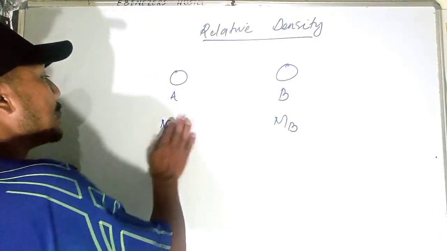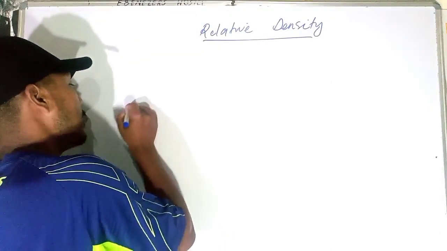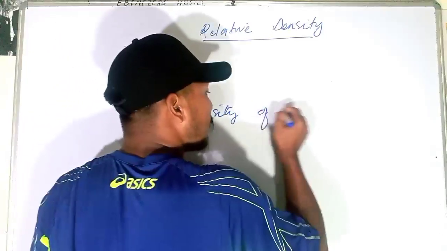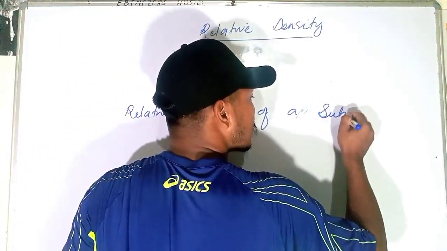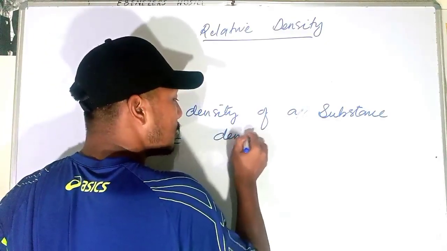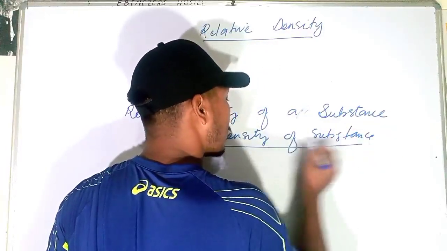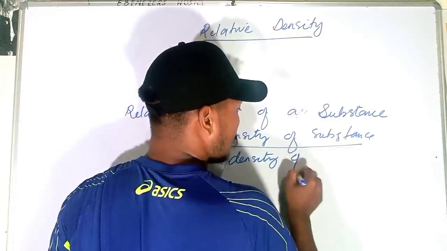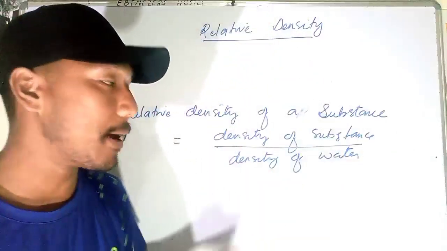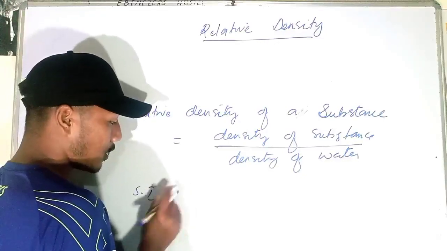Relative density of a substance is always calculated this way. Relative density of a substance is equal to the density of the substance divided by the density of water. That means if I want to find the relative density of any substance, we have to compare with the density of water.